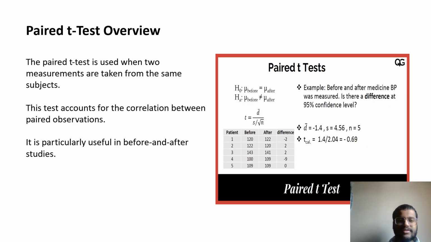The paired t-test is used when the measurements are taken from the same subjects. This test accounts for the correlation between paired observations. It is particularly useful in before and after studies.